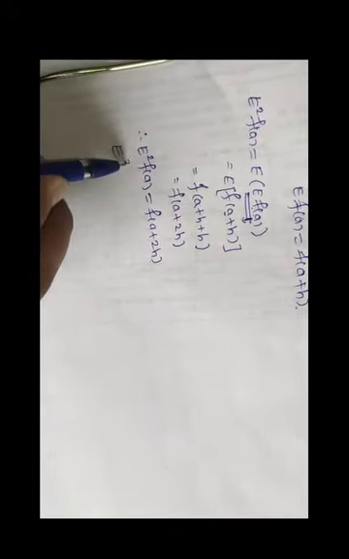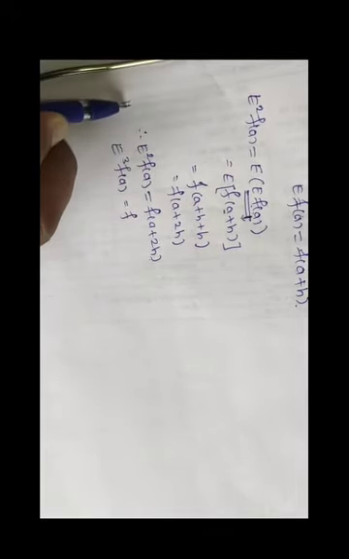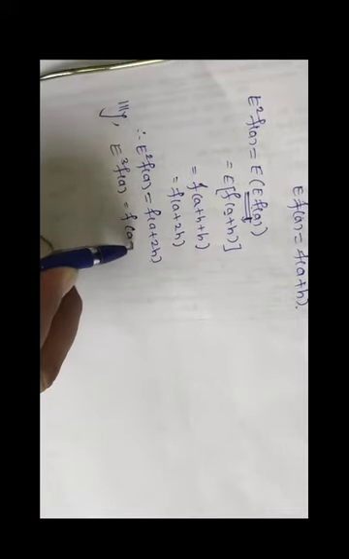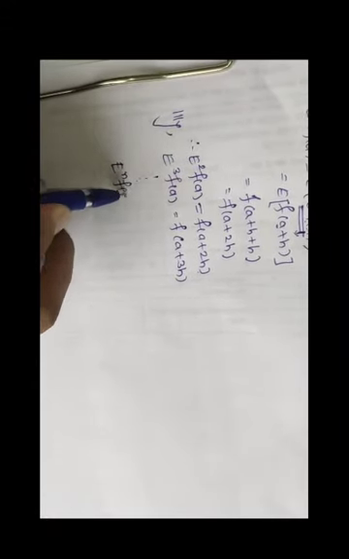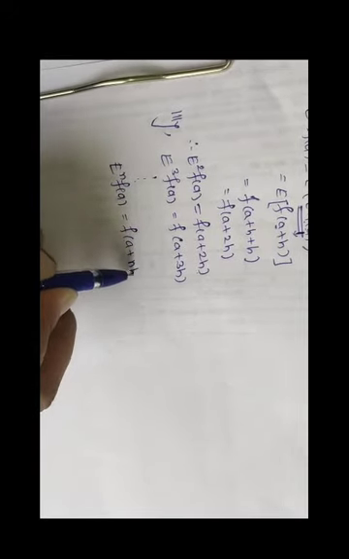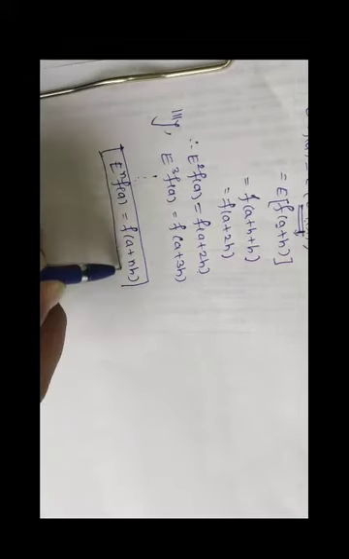Similarly, E cube of f of a is equal to f of a plus 3h, and so on. E power n f of a can be written as f of a plus nh.